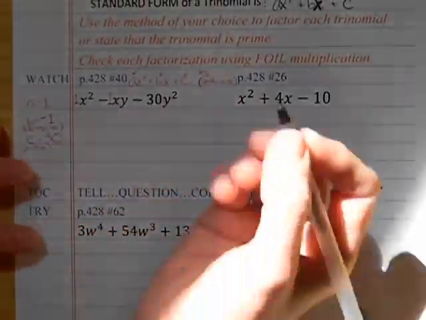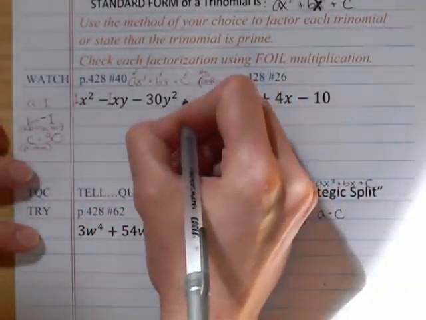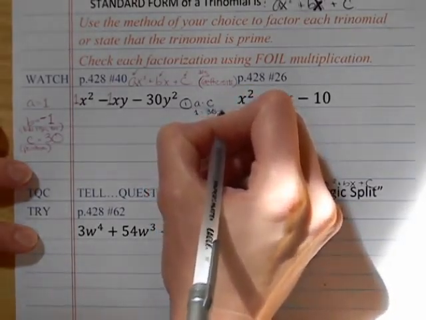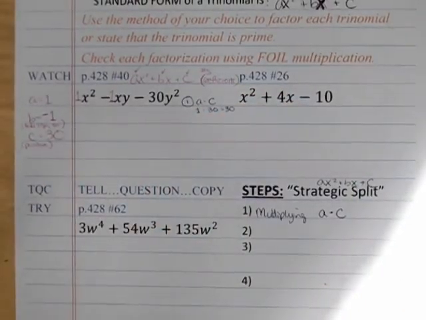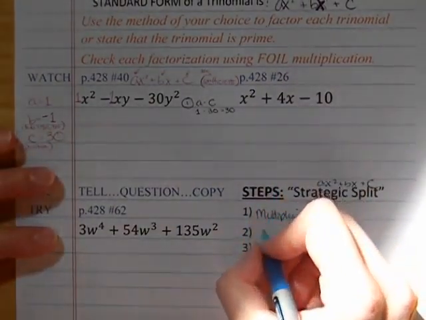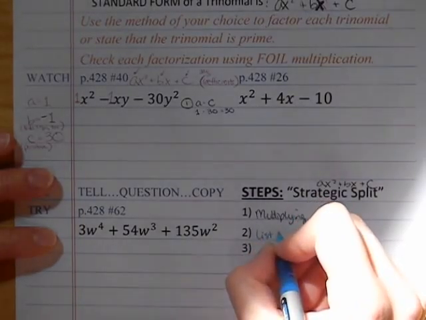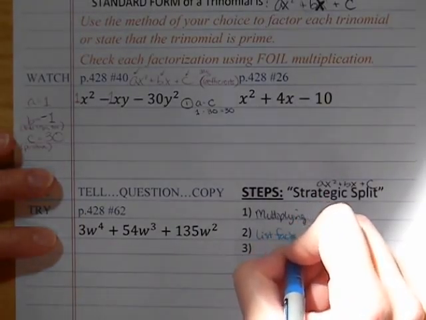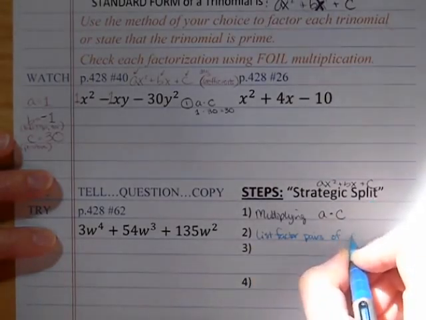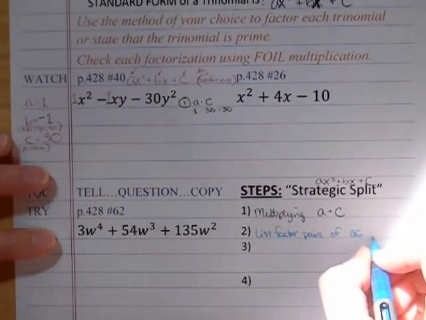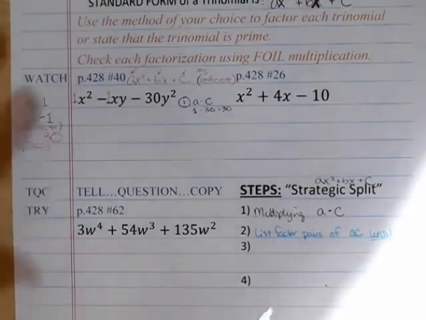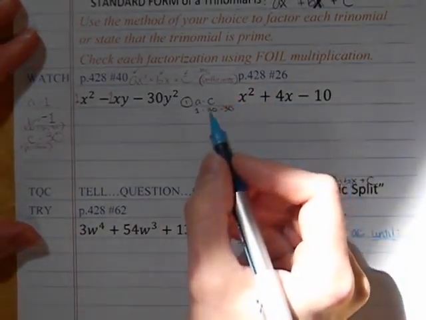And we're going to start by multiplying A times C. So our first step is to take A times C, which in this case is 1 times 30, which just gives us 30. And our second step after multiplying A times C is to list factor pairs of AC, the product that we just got, until we find a certain match. First we'll go ahead and list them, and then we'll work on what that means.